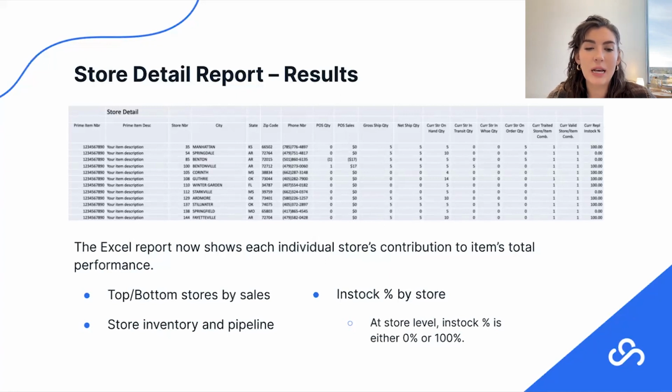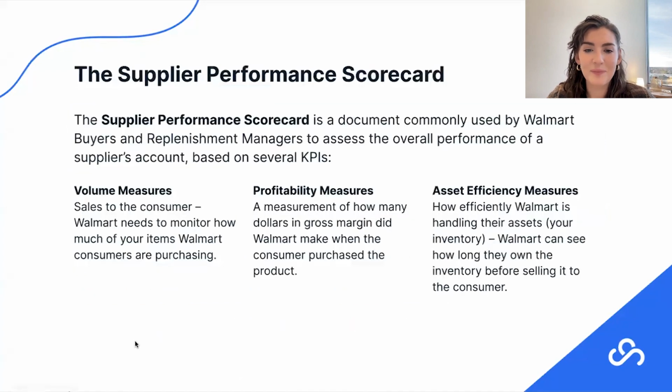So you can really understand the top and bottom stores by sales, store inventory and pipeline, maybe identify a couple DCs that are having issues, and then in stock percentage by store. And just to call out, if you're not familiar with this metric, at the store level, an in-stock percentage is either 0 or 100. So they either have it or they don't. So you want to keep it at 100, and you don't obviously want to get to 0. Makes sense.